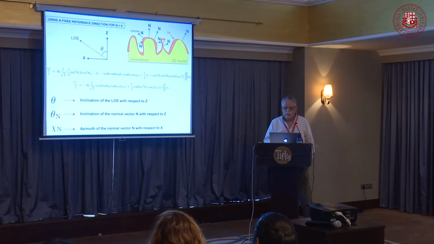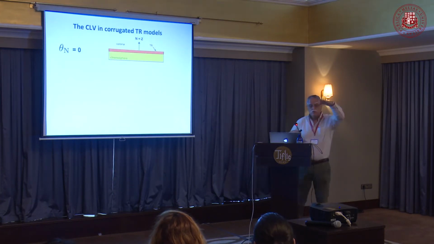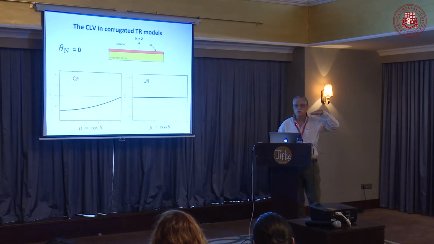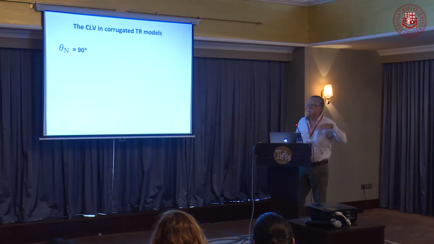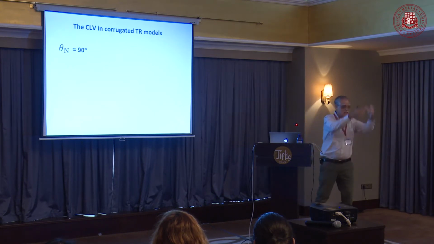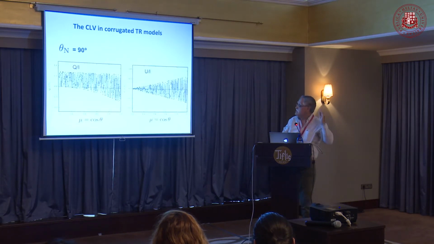So we can now make some numerical experiments. The limit of a plane parallel medium corresponds to the case in which the normal vector is always vertical. So we get exactly what we should expect, the center to limb variation. But now imagine, for example, that we take the transition region to be like that. This situation will be like cylinders. The full solar surface is full of cylinders going up. And when you then calculate the limb variation, you get this.